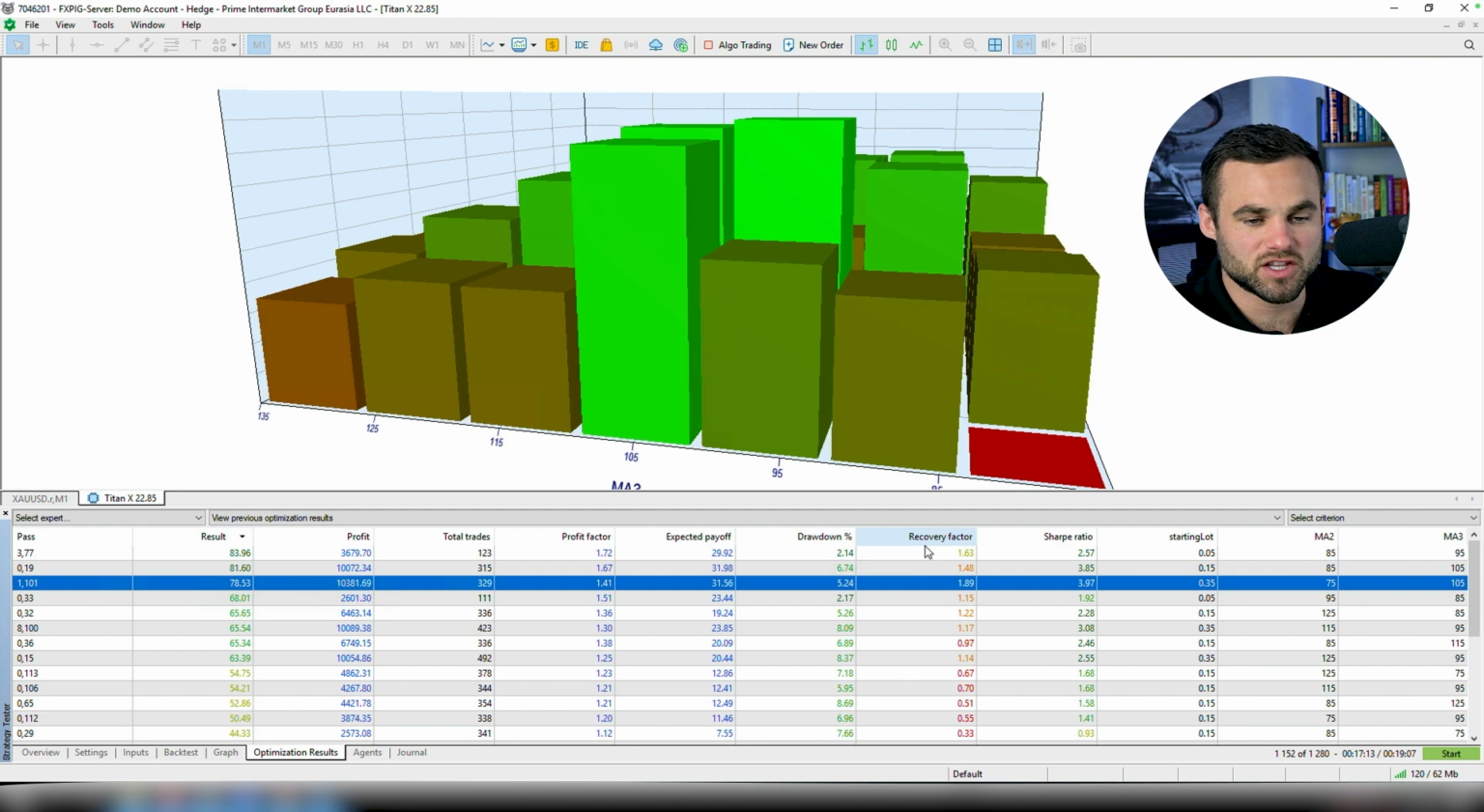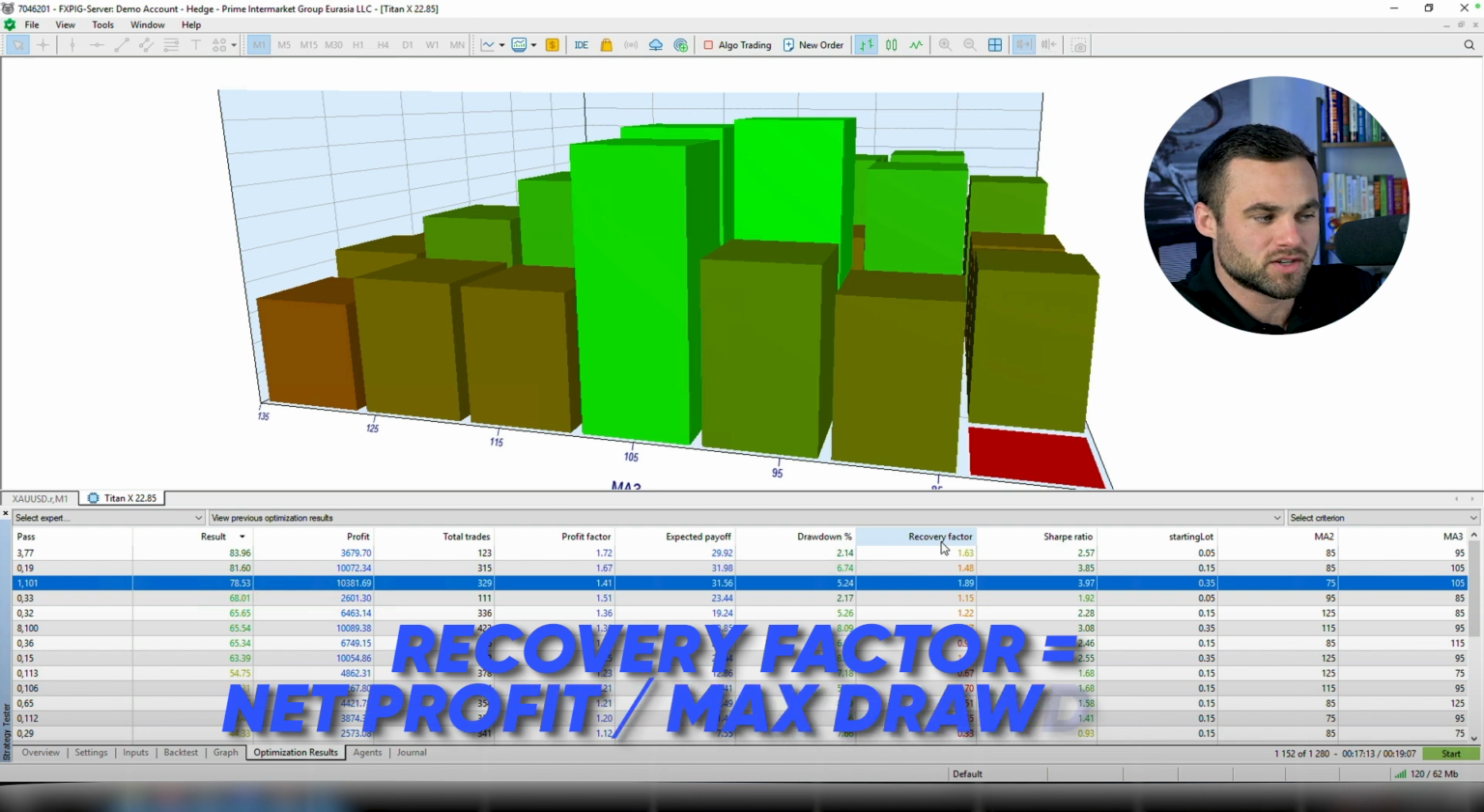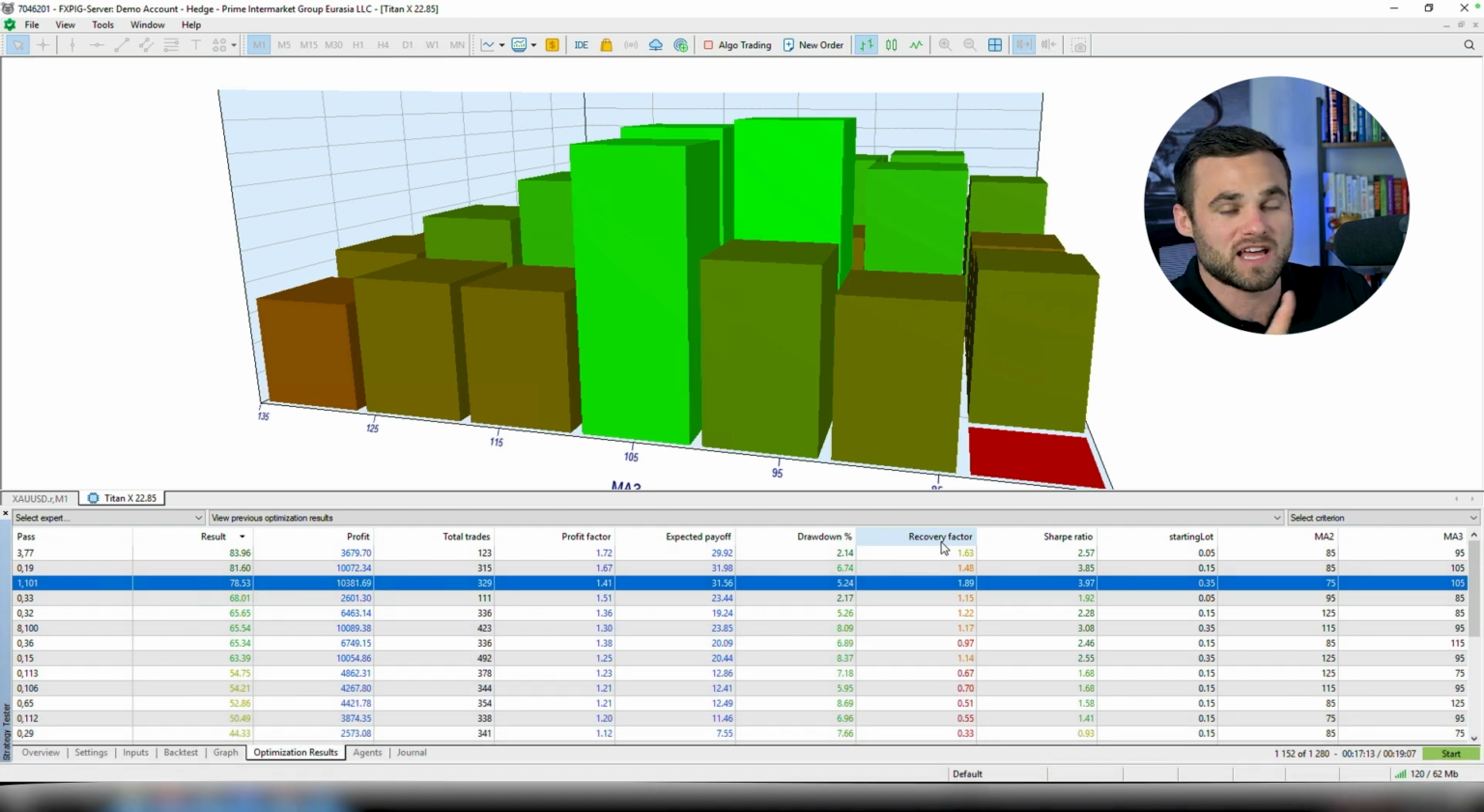The next thing is the recovery factor. The recovery factor is calculated by taking whatever the net profit is during this backtest and dividing it by the max drawdown. Just to give you an example, let's say that we have $10,000 in net profit and $2,000 was our max drawdown. We'd take $10,000, divide it by $2,000, and we'd have a recovery factor of 5.